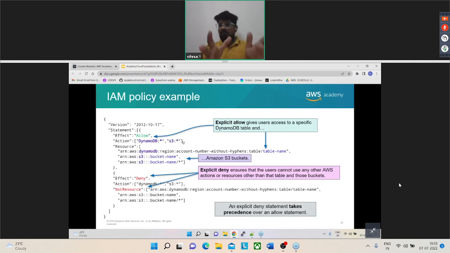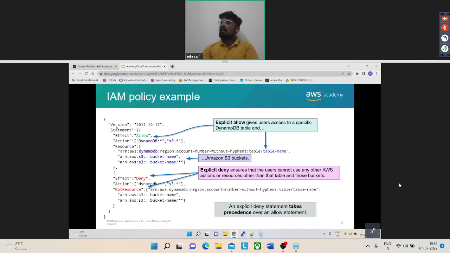Okay. Now this is the architecture, how the policies are created. So let's understand this. This is the standard version. This is the JSON format. JSON format contains curly braces and double quotes. That's how you should write your policies.